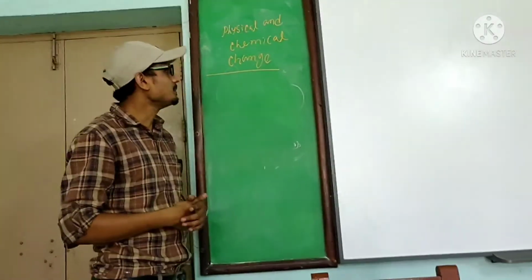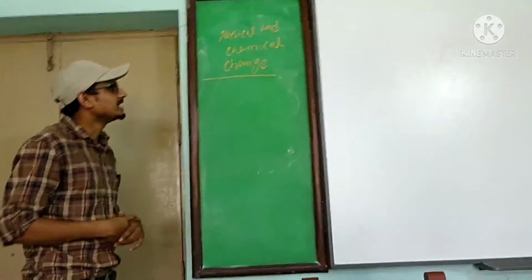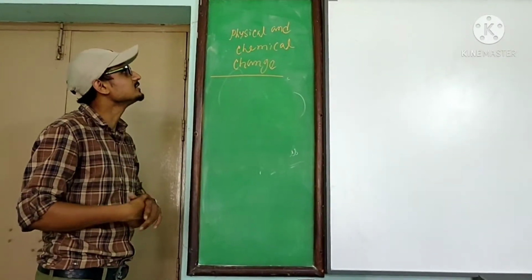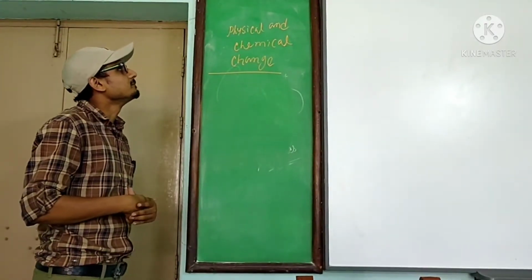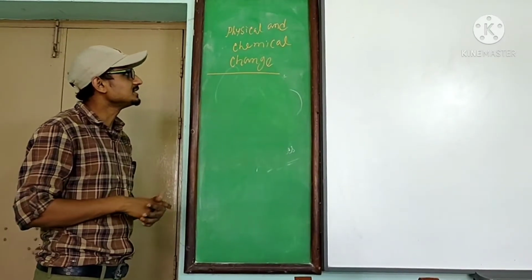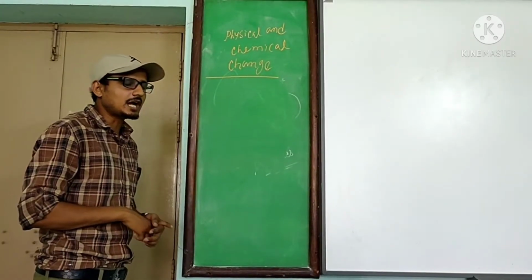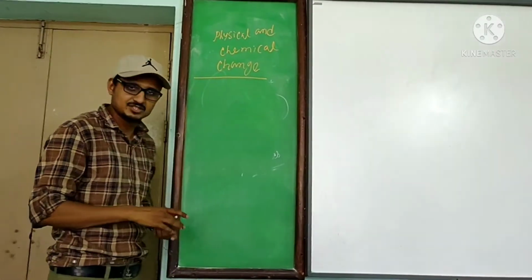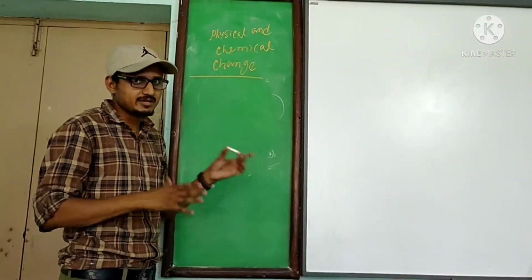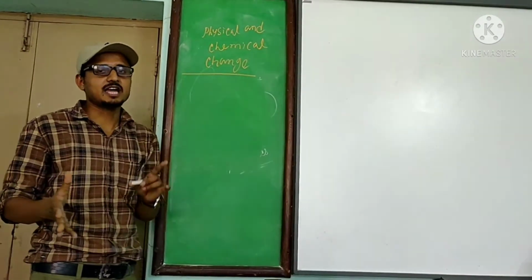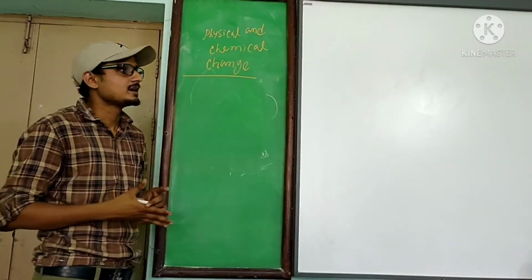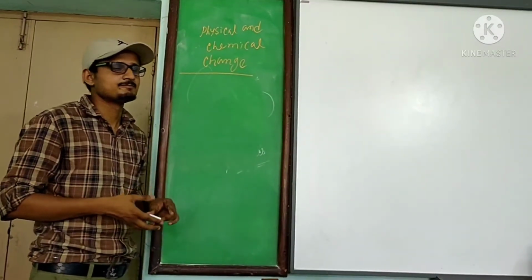Your chapter number 2. Today will be the last video on this chapter. Last day we discussed physical and chemical change. Some types of changes: irreversible changes, reversible changes, physical change, chemical change, and their characteristics. Some examples also we have discussed in online class also.